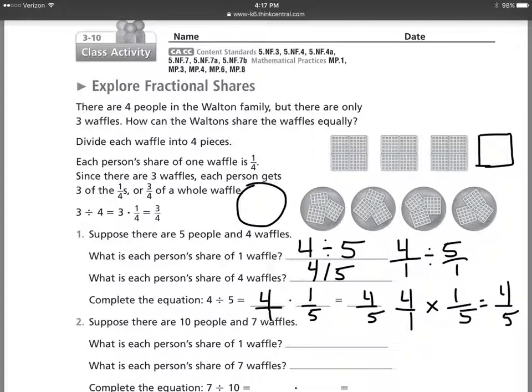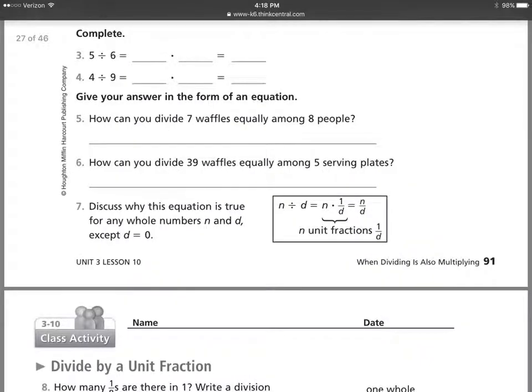Now I'd like you to pause the video and do number 2 on your own, and then come back and we'll finish up this page. Still on page 91, number 3, I will model it for you, and then you will do number 4 on your own.